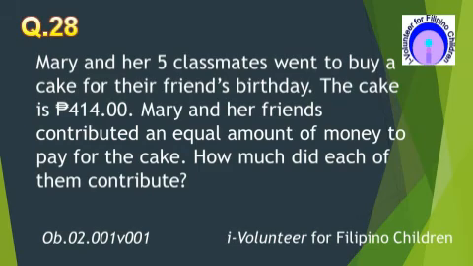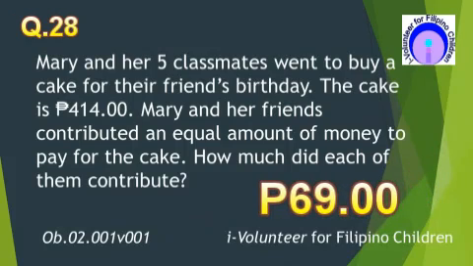Question number 28. Mary and her 5 classmates went to buy a cake for their friend's birthday. The cake is 414 pesos. Mary and her friends contributed an equal amount of money to pay for the cake. How much did each of them contribute? The answer is 69 pesos.